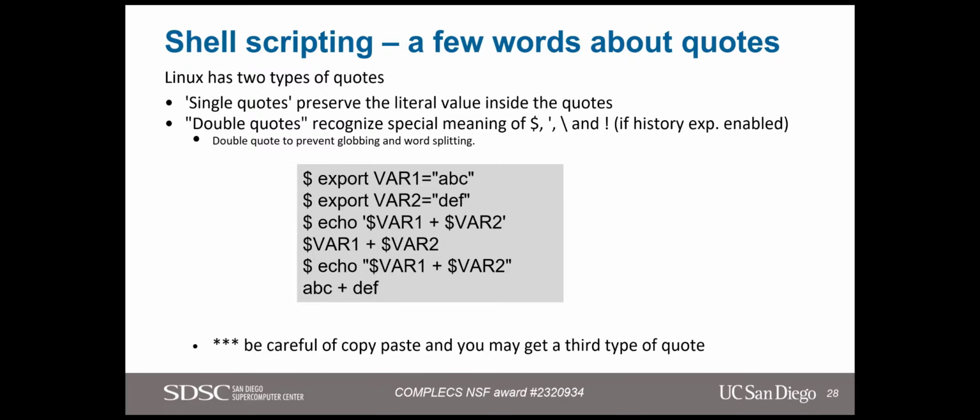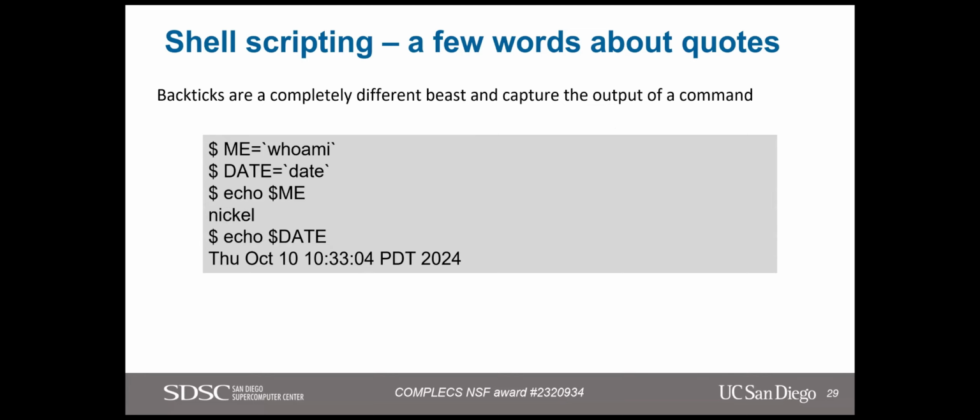If we echo var1 plus var2 in single quotes, it is going to literally return what I have between those quotes. However, when I use the double quotes, it's going to interpret those special characters, the $ sign for both var1 and var2, and actually return what they were defined as. So again, be careful with the copy and paste. Sometimes it'll create another type of quote, which will throw an error for you.